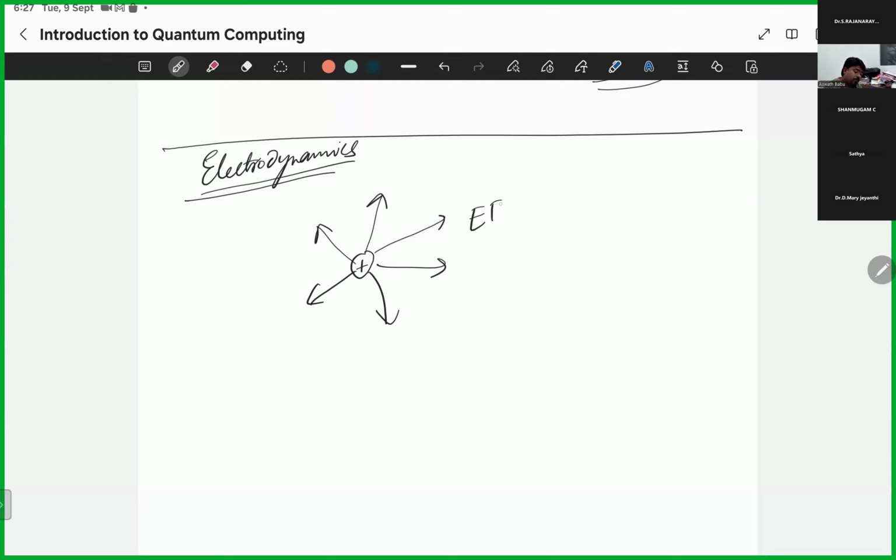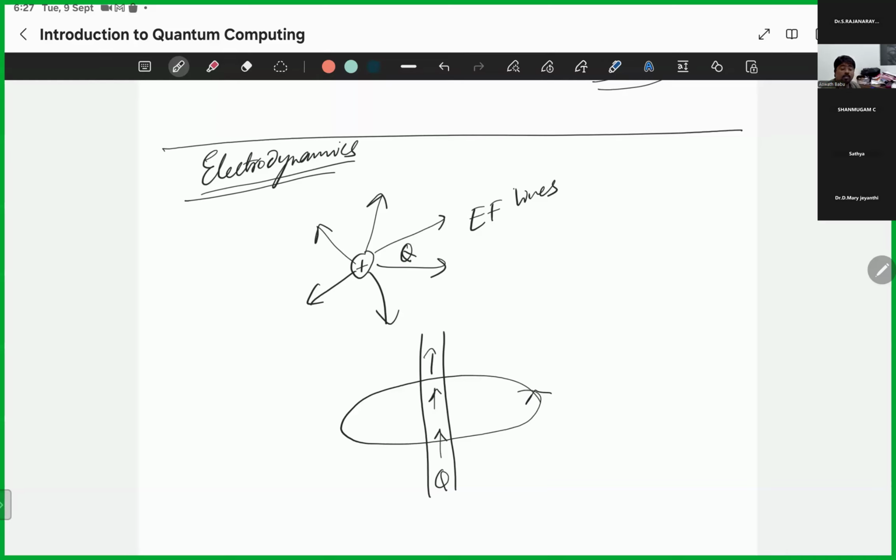Okay, electric field lines, a positive charge Q. But if the charge is moving in a line inside a wire, what happens? It creates a magnetic field around it. Why? This is because the electric field actually varies. It is supposed to be a straight line here, but because of the movement, it becomes some kind of curved around. It cannot be a straight line. Something which is traveling becomes some kind of curving.